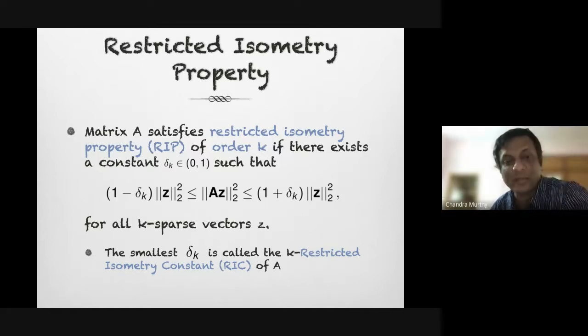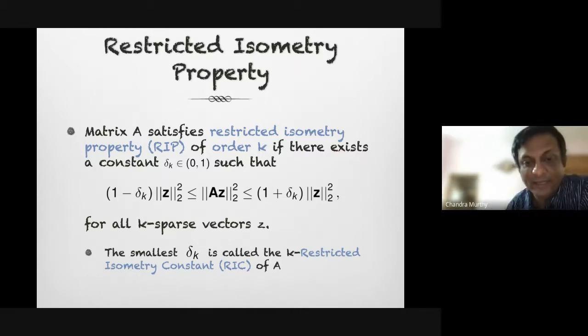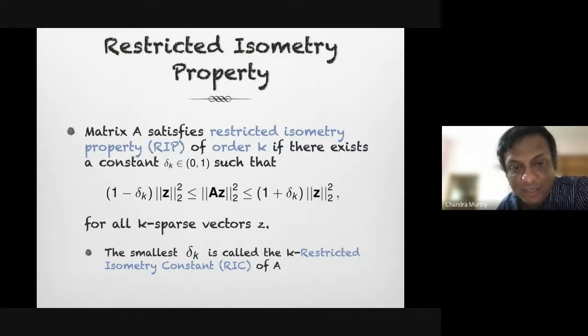If delta_k is more than 1, you can see that the lower bound is useless because it's saying that the L2 norm of Az squared should be greater than or equal to some negative number. Of course, the L2 norm of Az squared is the norm squared of a vector, and so that will always be non-negative. Saying that it should be greater than or equal to some negative number doesn't add any value to this property. And also delta_k being close to 0 means that the lengths of sparse vectors are more or less preserved. So we would like matrices which have delta_k as close to 0 as possible.